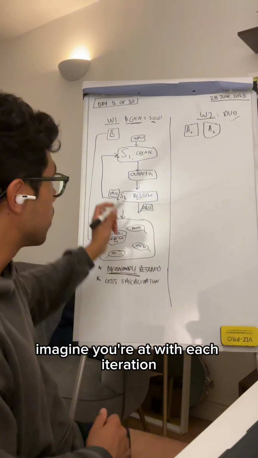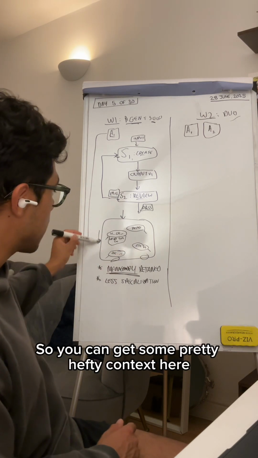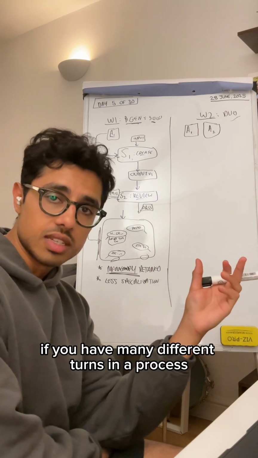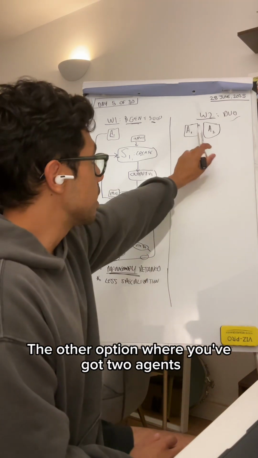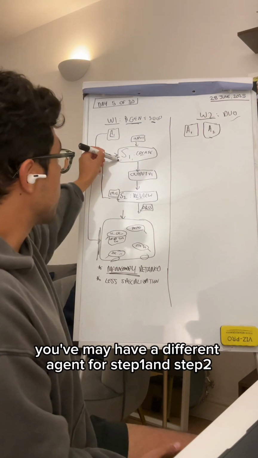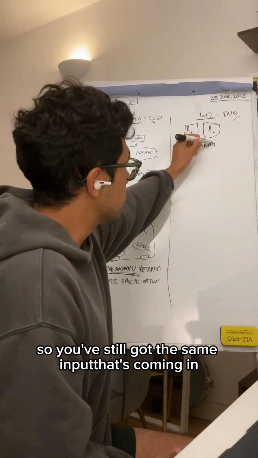And you can imagine with each iteration, you get some of this building up. So you can get some pretty hefty context here if you have many different turns in a process. The other option, where you've got two agents, you may have a different agent for step one and step two. So you've still got the same input that's coming in.